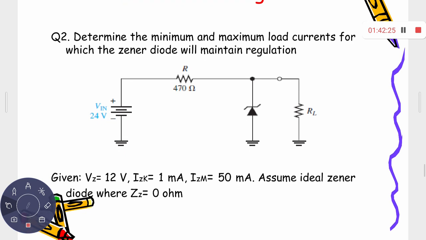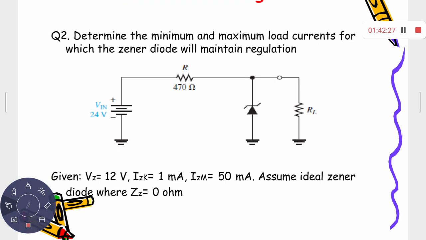Okay, so this one is relatively easy. Why? IZK is given 1 milliampere, IZM is also given 50 milliampere. And assumption is that the zener diode is ideal with ZZ 0. Right?